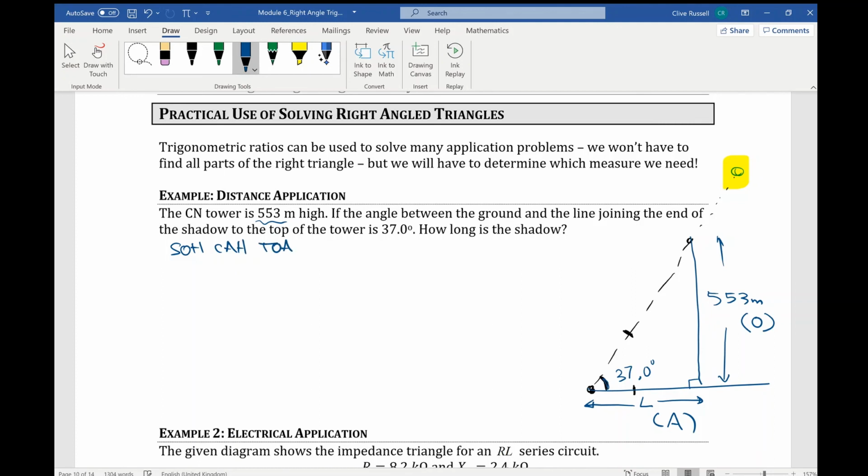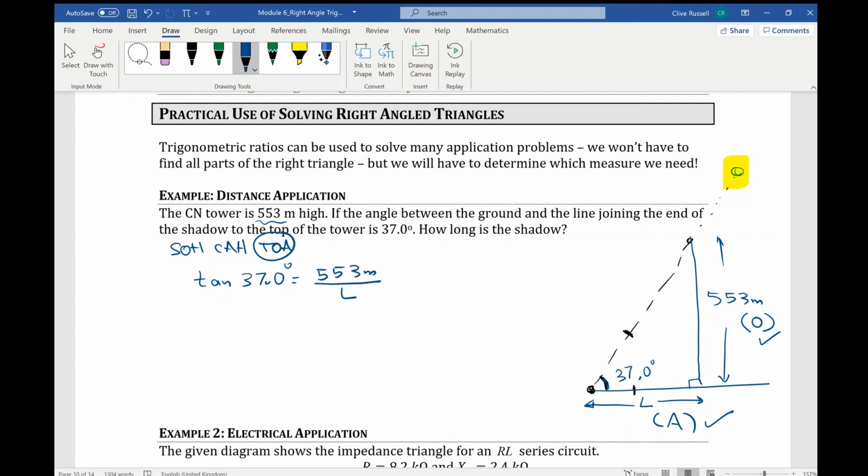So we're looking for a ratio involving opposite and adjacent. So that's tangent. So we now could say that the tangent of our reference angle, which is 37.0 degrees, is opposite, which is 553 meters over the L. And then we manipulate and solve for L.